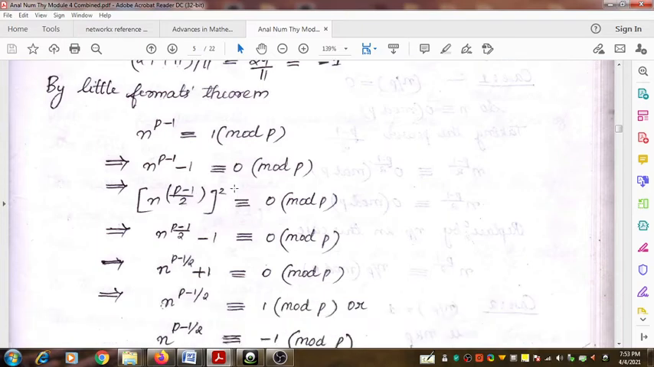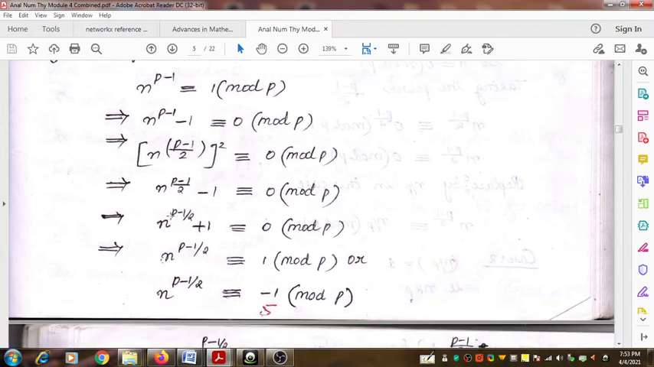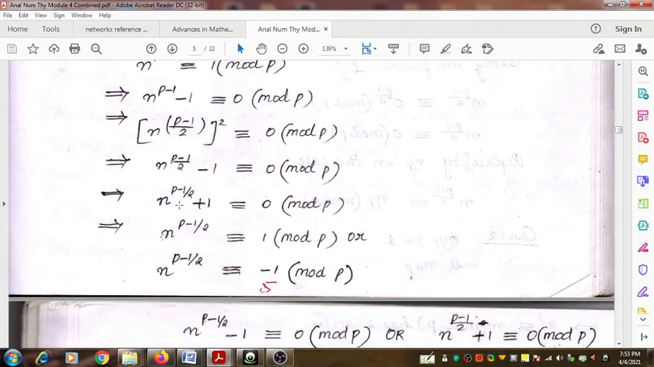You can split it into two factors, and you can get a minus 1 into a plus 1, right? A minus 1 into a plus 1 is then congruent to 0 mod p. Then that a minus 1 part will be n raised to p minus 1 by 2 minus 1 is congruent to 0 mod p, and the a plus 1 part is n raised to p minus 1 by 2 plus 1 is congruent to 0 mod p.